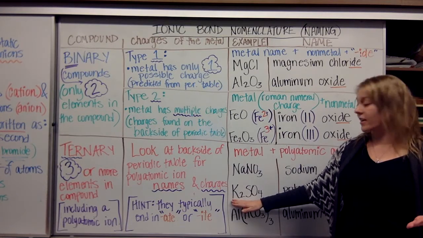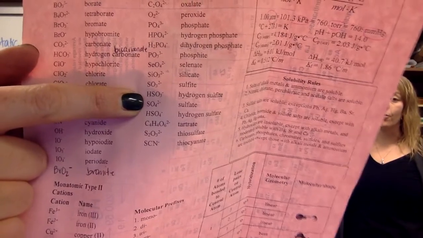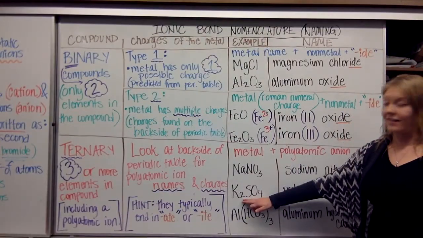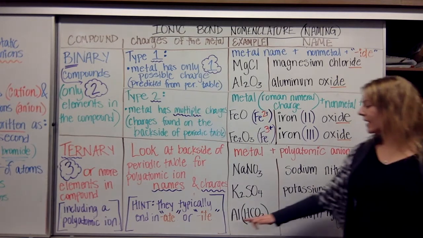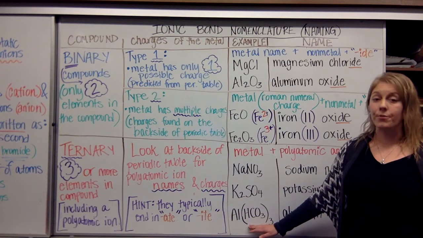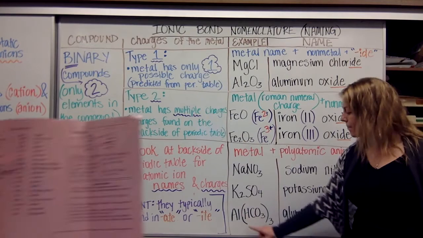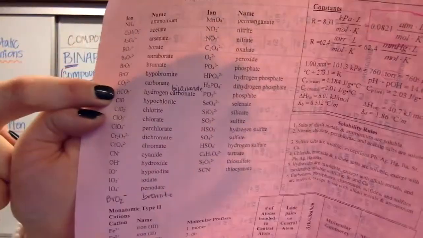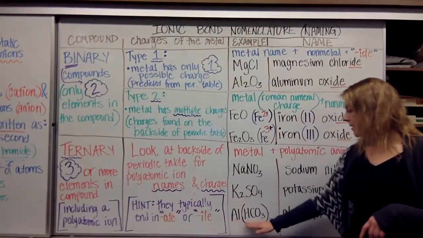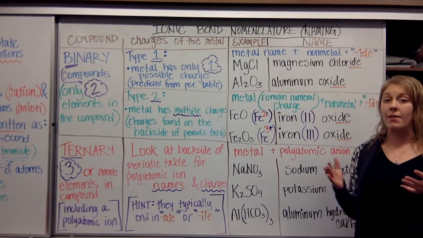K2SO4, we're going to name the metal just as it is, potassium. SO4, we find it on the back of the periodic table. SO4 with a 2 minus charge is sulfate. We have potassium sulfate. Last one, AlHCO3. We're going to name the metal just as it is, aluminum. And then we find this polyatomic anion, which is HCO3 with a -1 charge. And we see that it is hydrogen carbonate. So we have aluminum hydrogen carbonate. And that's it for naming, all right?